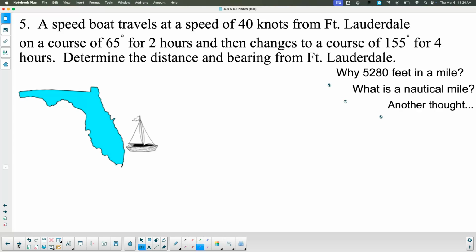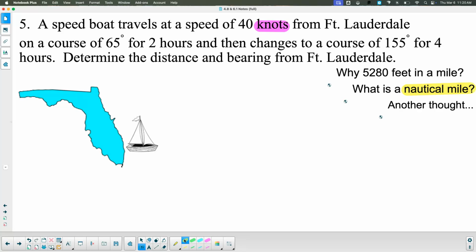So first off, there's a couple of probably newer words for you in here. The first probably newer word for you is knots. Knots is nautical miles per hour. So a knot is a nautical mile per hour. That's our second word then, nautical miles.